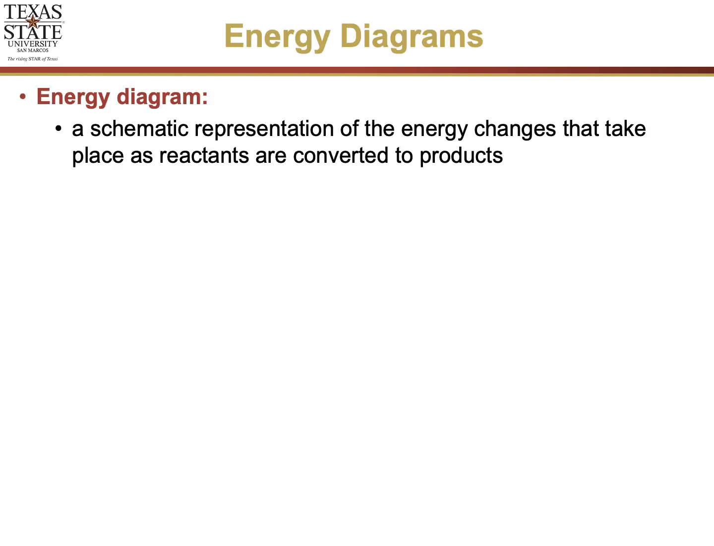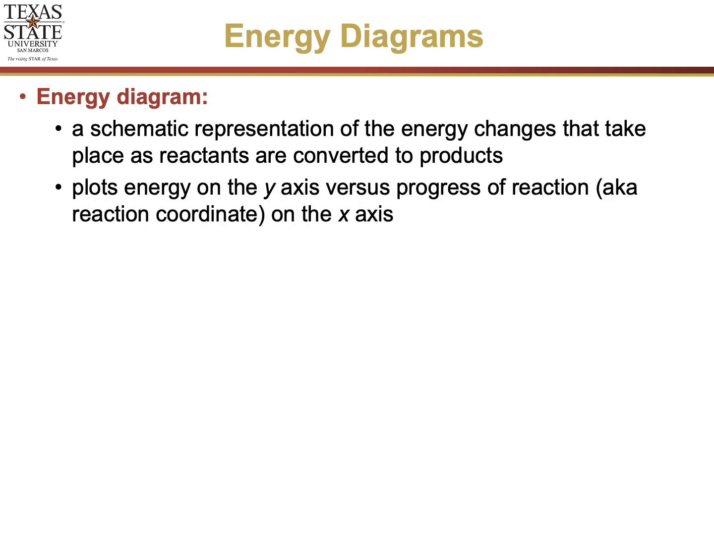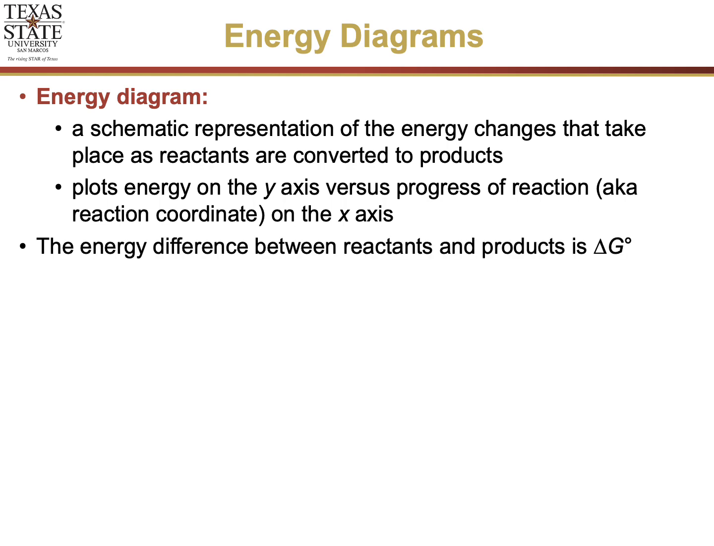First thing we need to talk about is the energy diagram. The energy diagram is a schematic representation of the energy changes that take place as the reactants are converted to the products. What this means is that things plotted on the y-axis are related to the energy of the reaction, where things plotted on the x-axis are related to the progress of the reaction. The energy difference between the products and the reactants is considered the delta G, or change in Gibbs free energy.